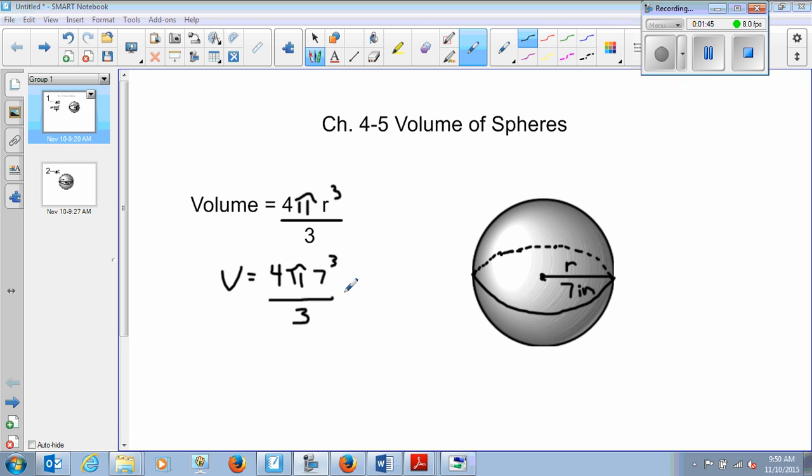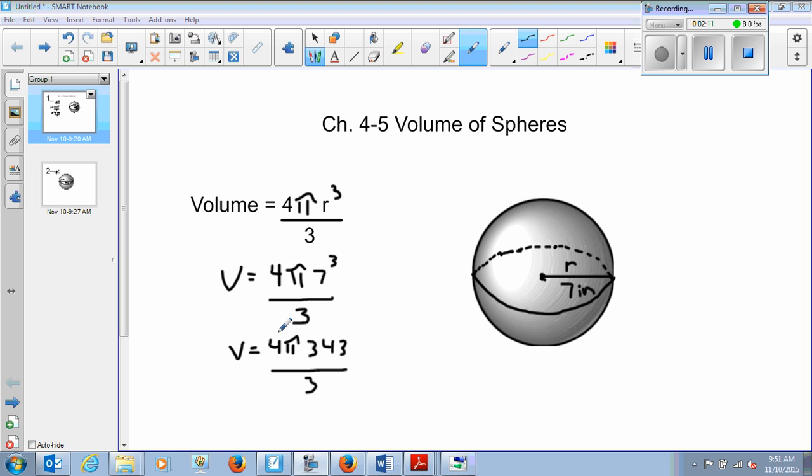So I'm going to go ahead and do that. When I multiply 7 times 7 times 7, I get 343. You want to follow order of operations here. We need to do parentheses and exponents first. If you do 4 times pi times 7 and then you cube that answer, you're going to get it incorrect. We have to do the 7 to the third power first, and that just follows the order of operations. Parentheses and exponents come first.